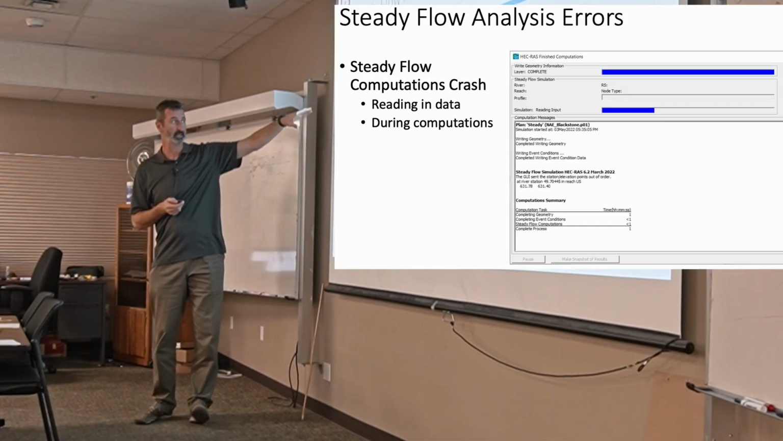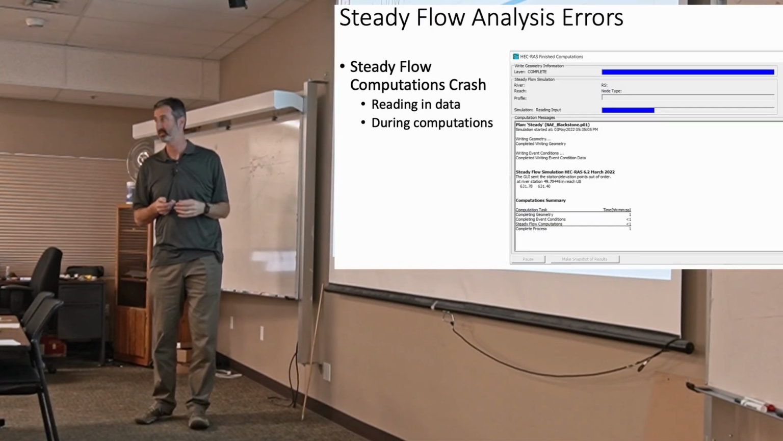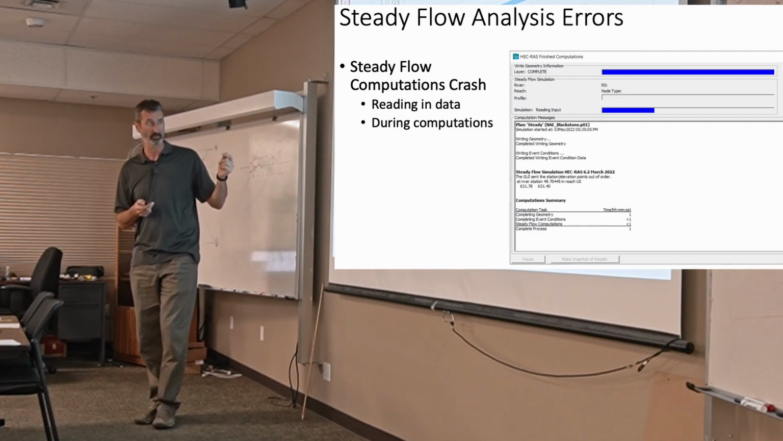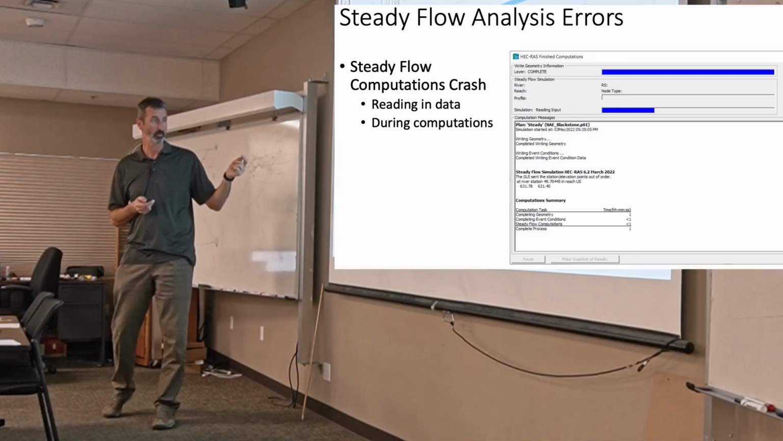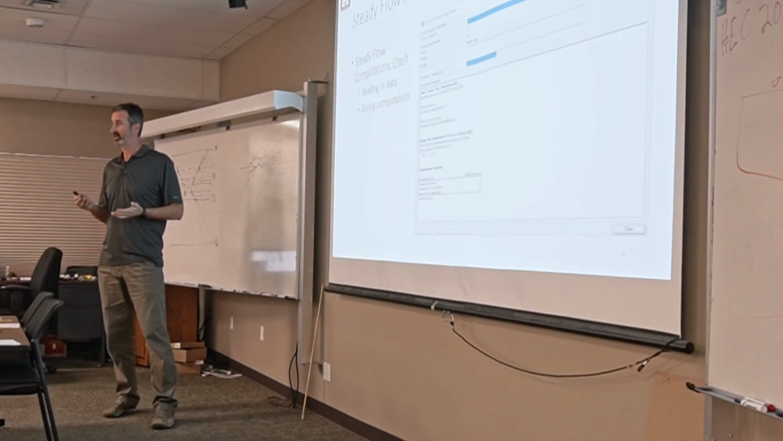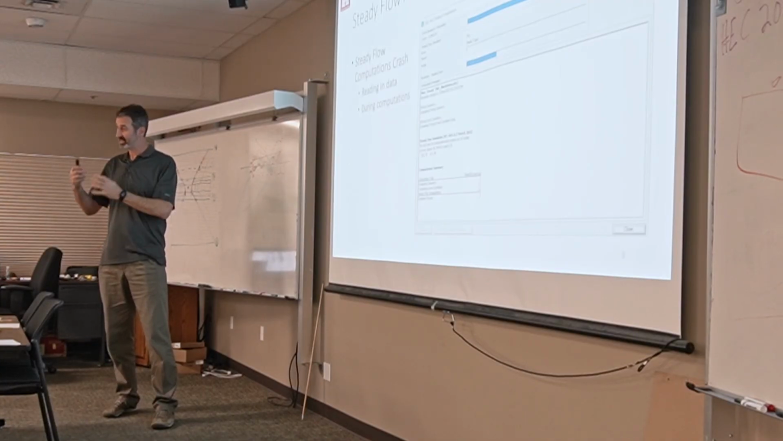That's just reading the data in. But then there's also during computations that can crash too. Like I said, the steady flow engine is pretty bulletproof, so it's hard even to make it do that anymore. But if it does, it'll tell you where it's at, and usually it'll be a structure of some kind. It most likely will not be a cross section. And if it is dying at a cross section, look at the structure just above and below.